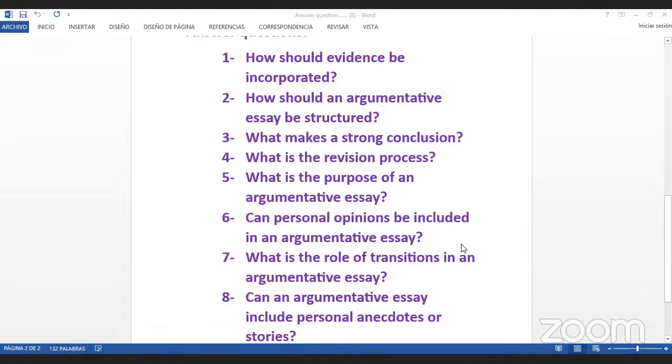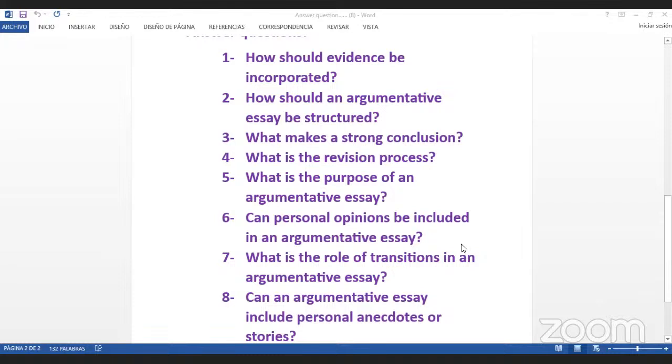Okay, number 7. What is the role of transitions in argumentative essays? Transitions are really important in an argumentative essay as they help establish logical connections between ideas. So they enhance the flow of the essay and guide the readers through a thought process. So they ensure that the essay is cohesive and coherent.